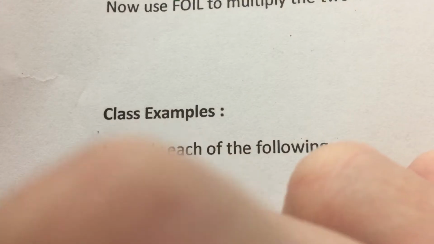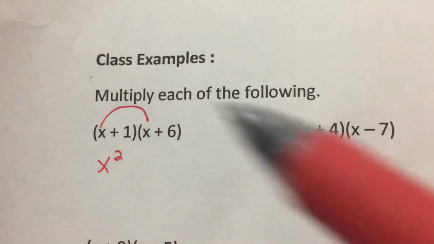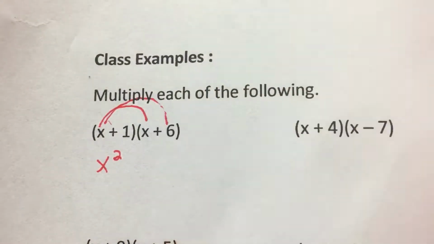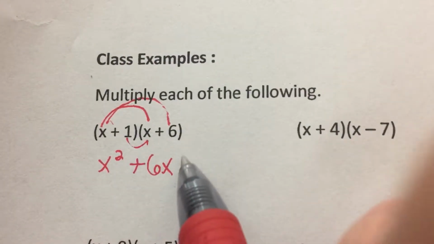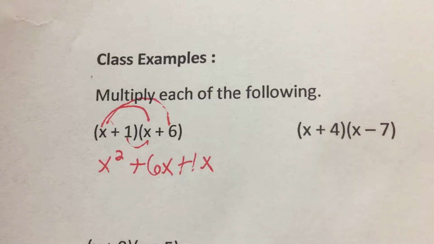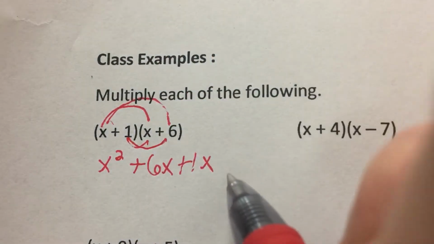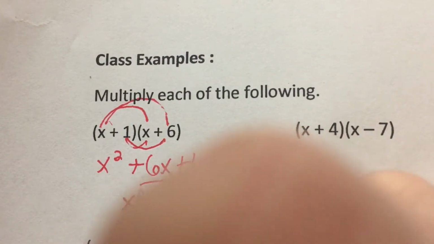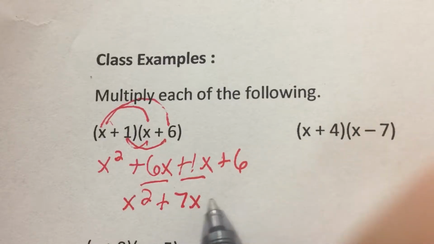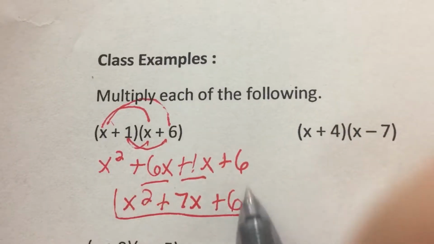Here's one. X times x would be x squared. X times 6 would be a positive 6x. 1 times x would be a positive 1x. And 1 times 6 would be a positive 6. Two like terms in the middle, 6x and 1x, make 7x. So we end up with x squared plus 7x plus 6.